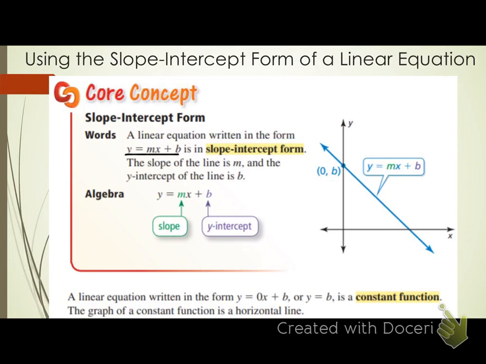A linear equation written in the form y equals 0x plus b. What's 0 times x? 0, so just y equals b is what we call a constant function. The graph of a constant function is a horizontal line because it's just y equals some number. Okay? Any questions on anything about slope-intercept form?